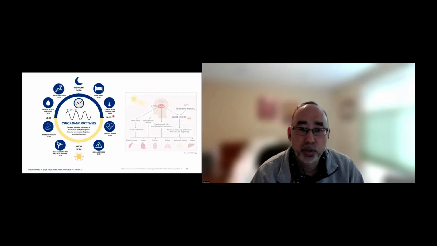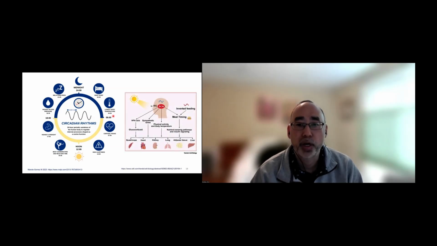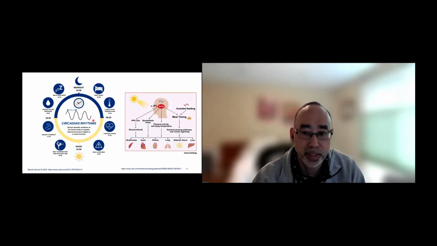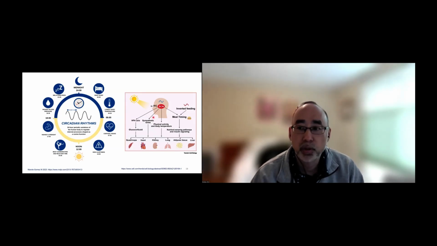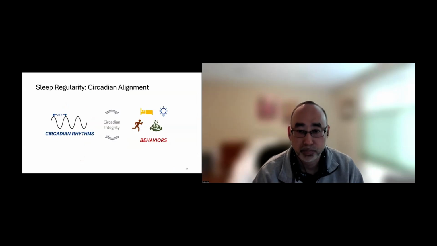And this happens through a rich, diverse integration between the central master clock, which is in the suprachiasmatic nucleus, and the various peripheral clocks located in key organ systems of the body. This includes muscle, heart, kidney, lungs, adipose tissue, and liver.